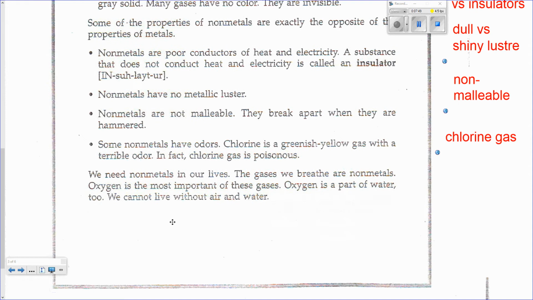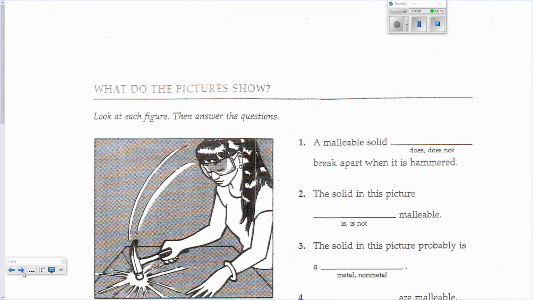Okay, so we need metals, non-metals in our lives. The gases we breathe are not metals. Oxygen is the most important of these gases. Oxygen is a part of water too. We cannot live without air and water. Okay, let's keep going on here.